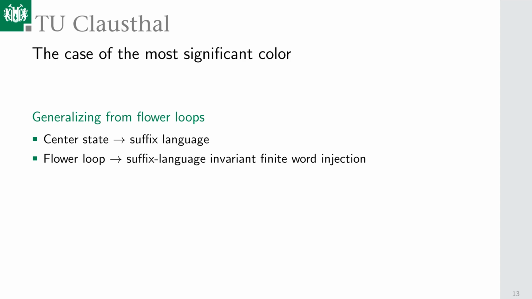To lift the idea of flower loops to the language level, we now want to reformulate the concept of a flower loop to make use of the observations that we made on the previous 2 slides. We can do that as written here on the slide. The suffix languages will take the role of the center state, and at these we will add words that lead back to the same suffix language. We say that these are suffix language invariant.